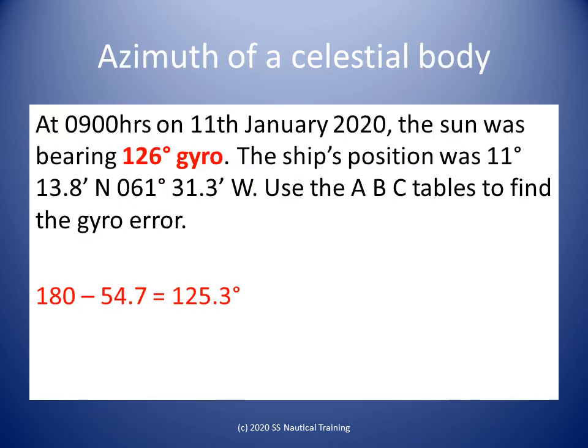The gyro bearing was 126 degrees. The azimuth is 180 minus 54.7, equals 125.3 degrees. That gyro error would be described as half a degree high.